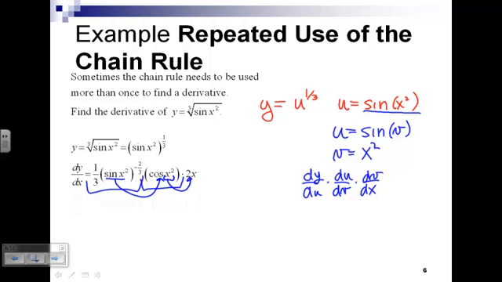So in this case, in the first instance, sine x squared is the inside function. The derivative of the outside is cosine, leave the inside the same. This whole thing is the answer.